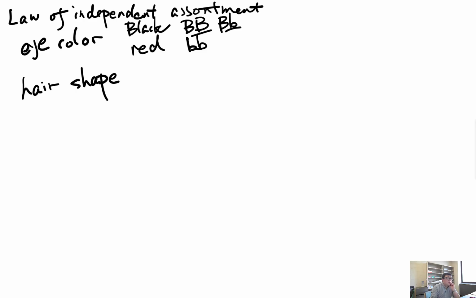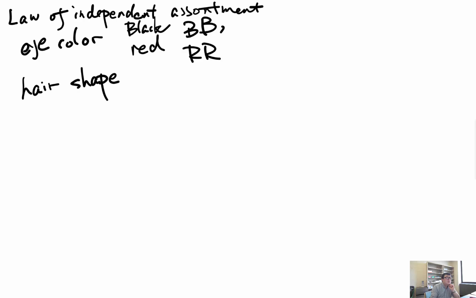Maybe let's change a different way. I don't really like this capital and lowercase. I don't know who invented this to make it easier for, but let's use a different one. This is B and R. So BB, two black alleles, results in black eyes, and two R alleles result in red eyes.